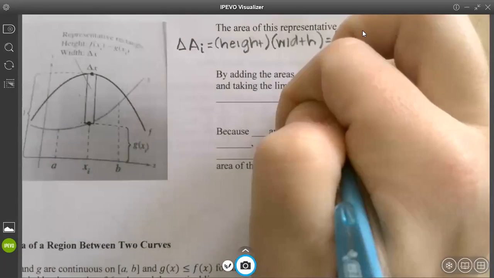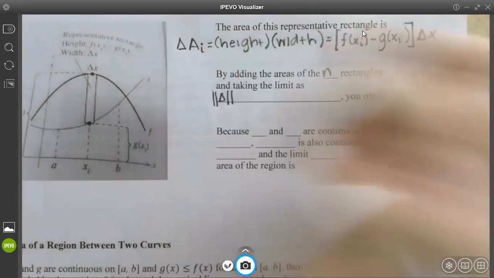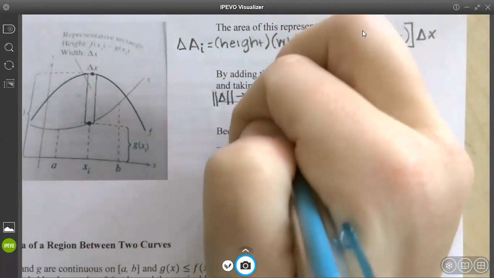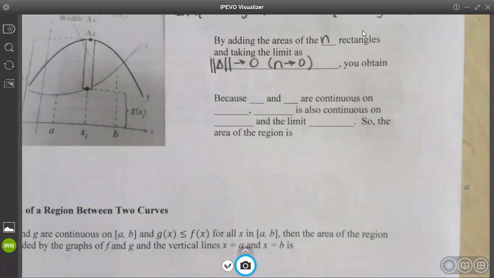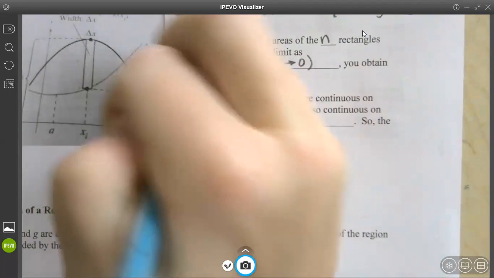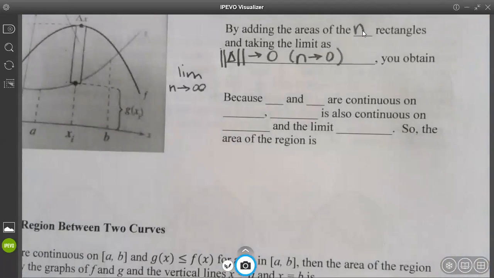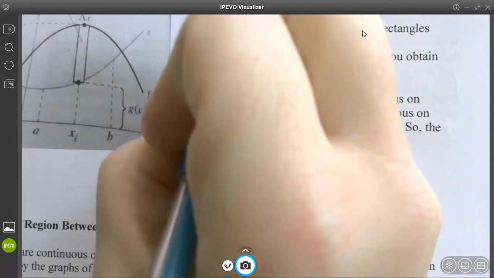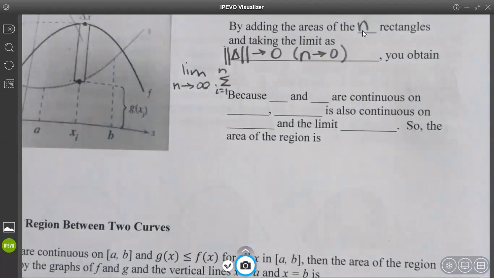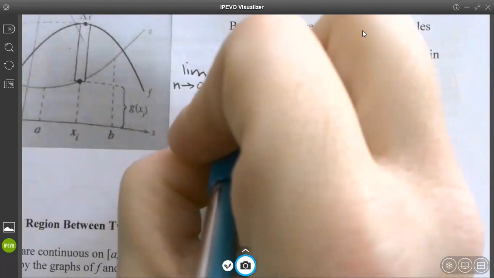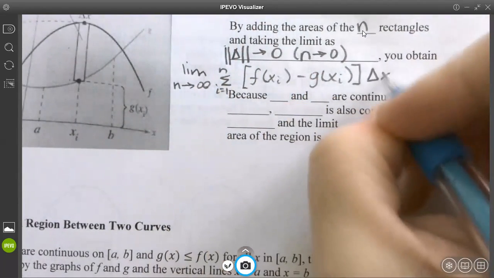By adding the areas of the n rectangles and taking the limit as delta x approaches 0, which is the same thing as n approaching infinity, you're going to obtain the limit as n approaches infinity of the summation from 1 to n of that formula that we just wrote: f of x sub i minus g of x sub i, times delta x.